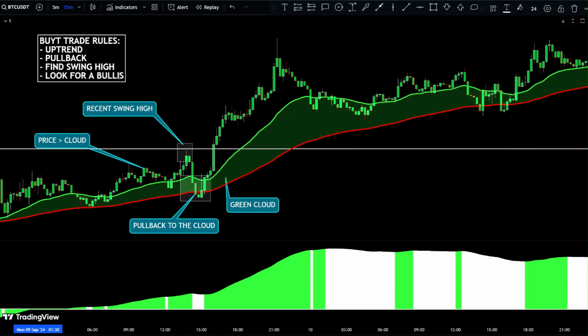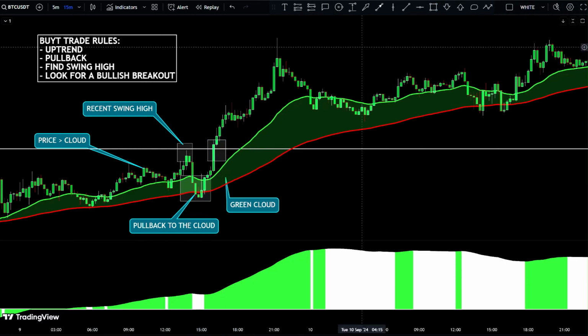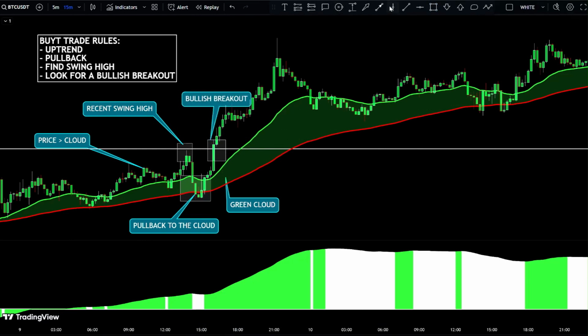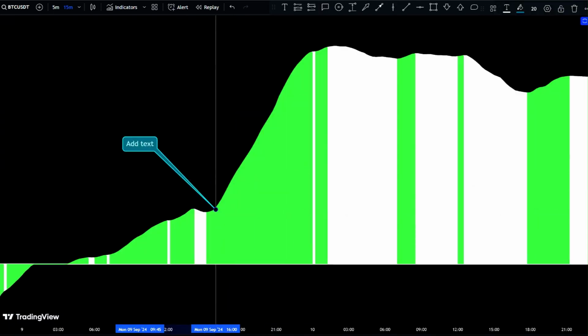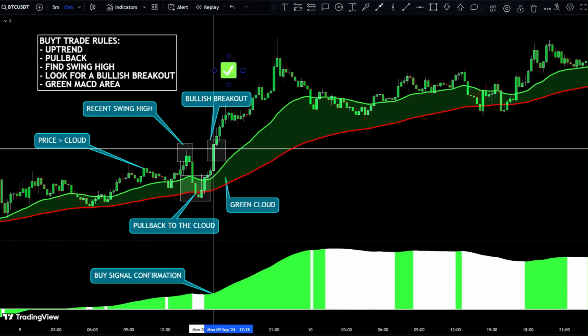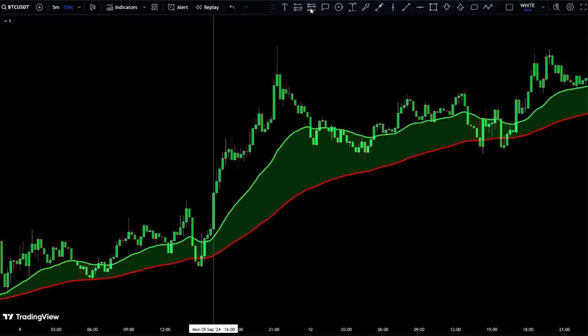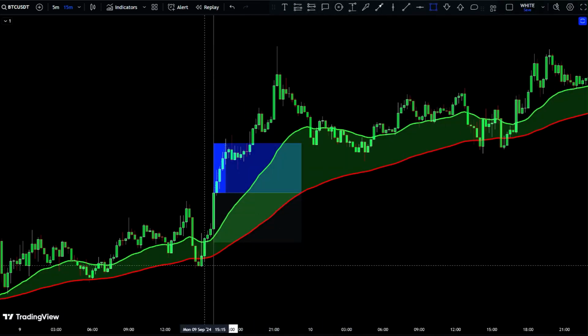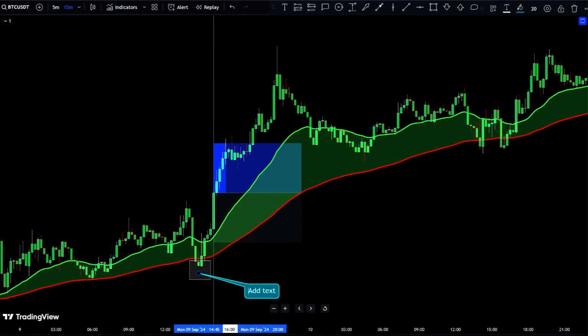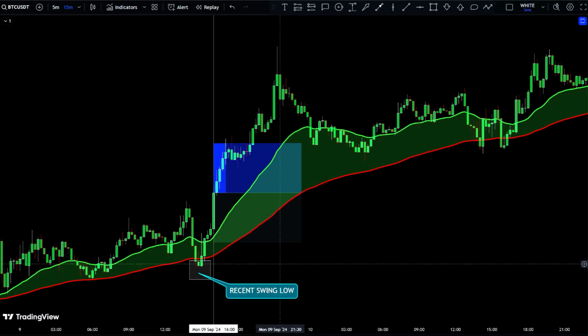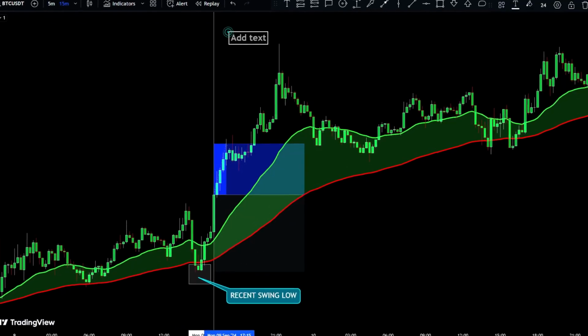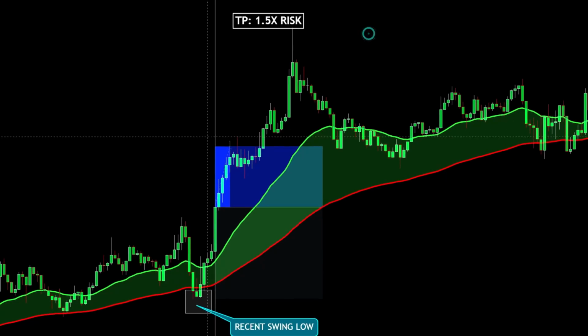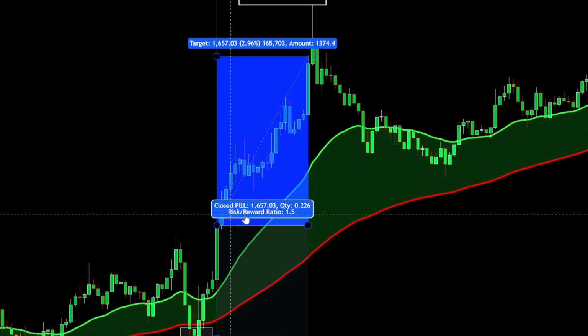What we're looking for now is a bullish breakout. That's our buy signal. But before we jump the gun, let's double check that the Impulse MACD Lazy Bear indicator is showing green. Once all these conditions are met, we can confidently open that buy trade. As for the best stop loss area for this trade, consider using the most recent swing low in the market. And when it comes to exiting the trade with a profit, aim for 1.5 times the risk of the trade.